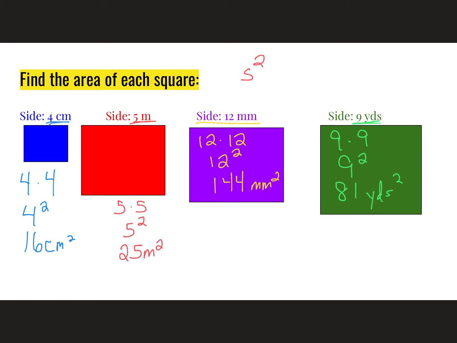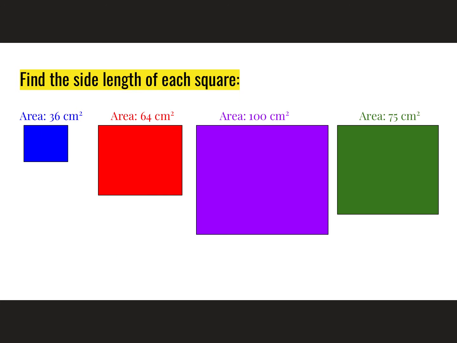Okay, so now we know how to find the area of a square. What if instead I give you the area of the square and I want you to tell me how long each side is? Pause for a minute and try to do these on your own. Okay, hopefully you paused. So let's talk about this.